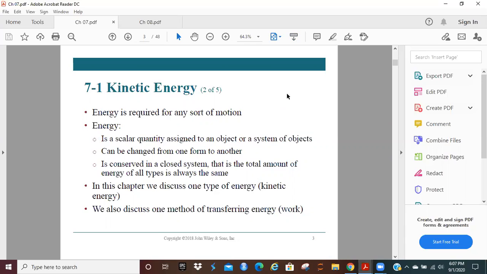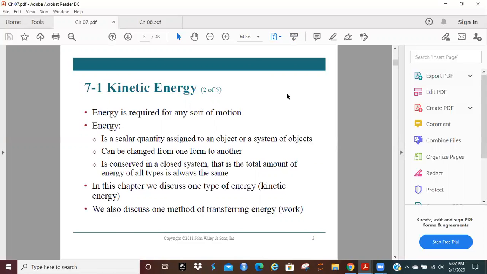It is conserved in a closed system. In other words, the total amount of energy of all types is always the same if you put the sum together. Now, obviously, it can change form from one form to another, but the total amount is going to remain the same.